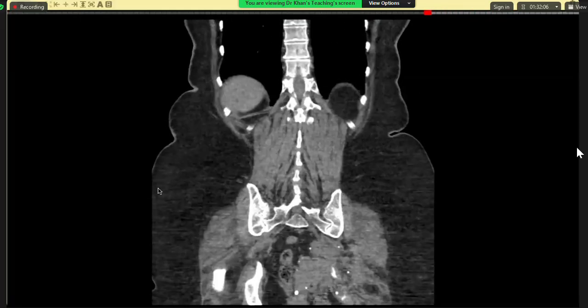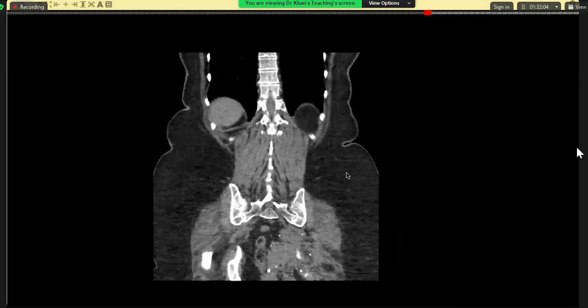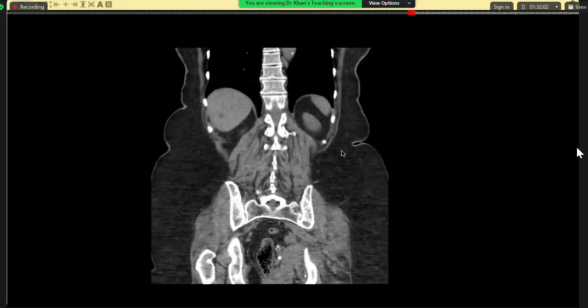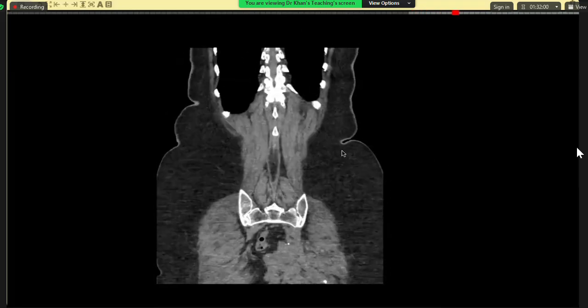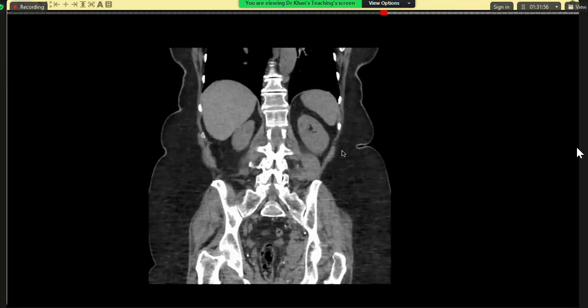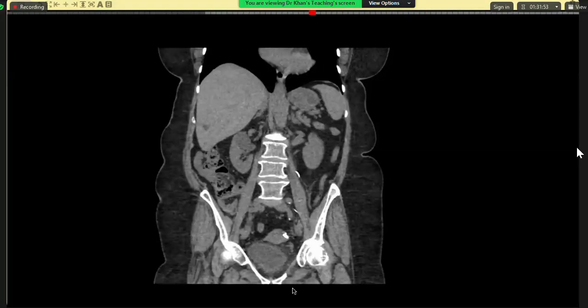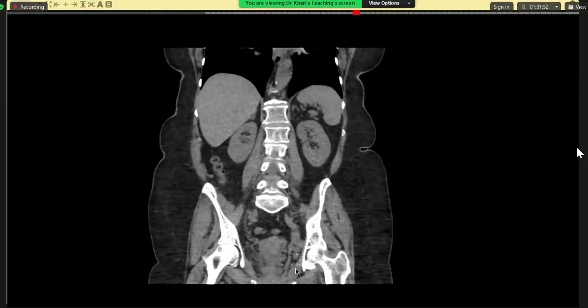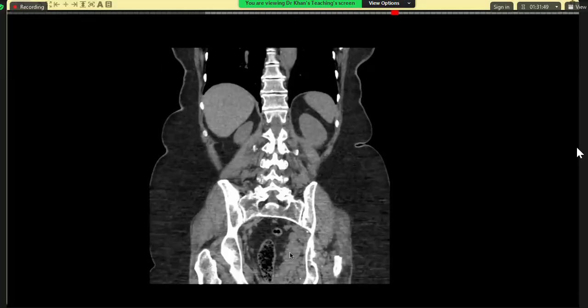Okay, sir, these are the coronal images, and I will scroll again.